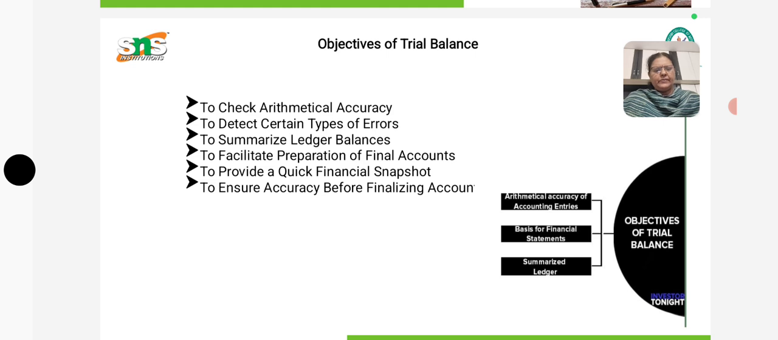Quick financial snapshot. Helps understand the financial position instantly. Ensures accuracy before finalizing accounts. Essential for closing of books.